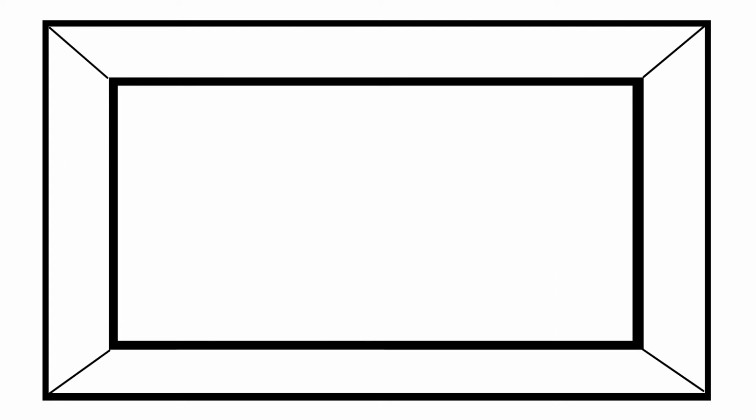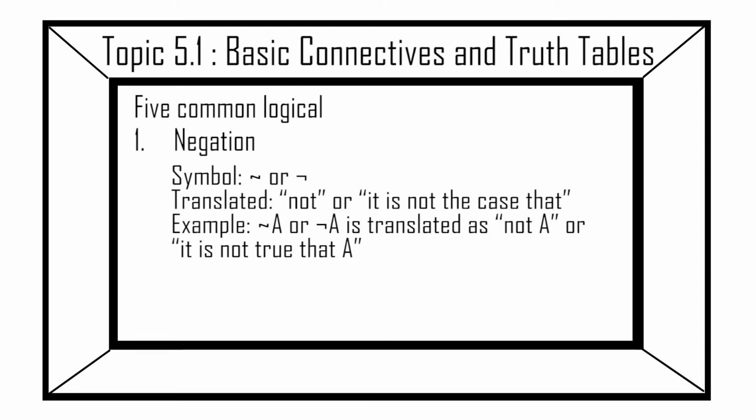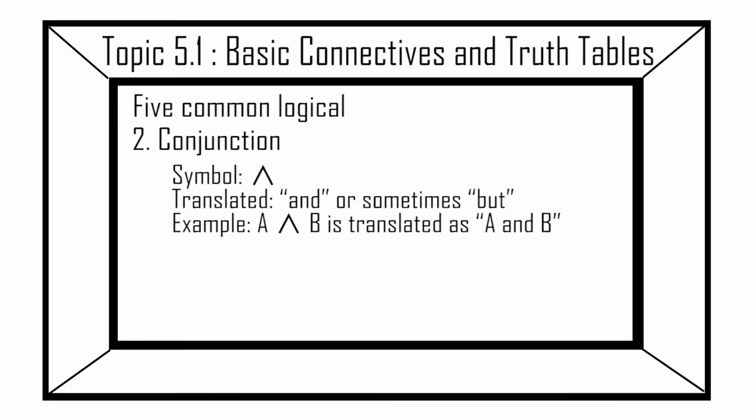There are 5 common logical connectives that we will learn in this subtopic. First, negation. Negation is translated as not or it is not the case that. For example, negation A is translated as not A or it is not true that A. Next, conjunction. Conjunction is translated as and, or sometimes but. For example, A conjunction B is translated as A and B.